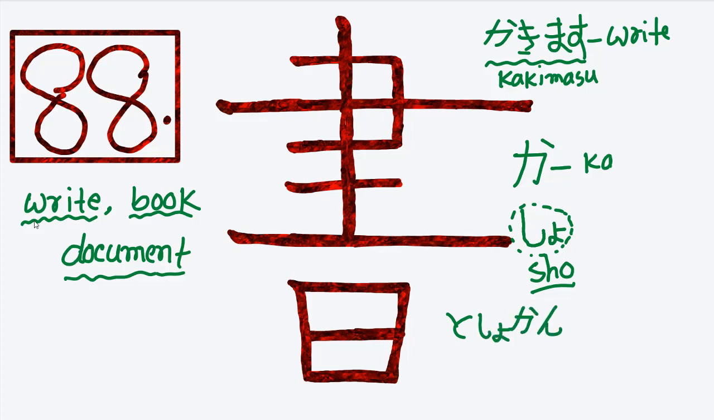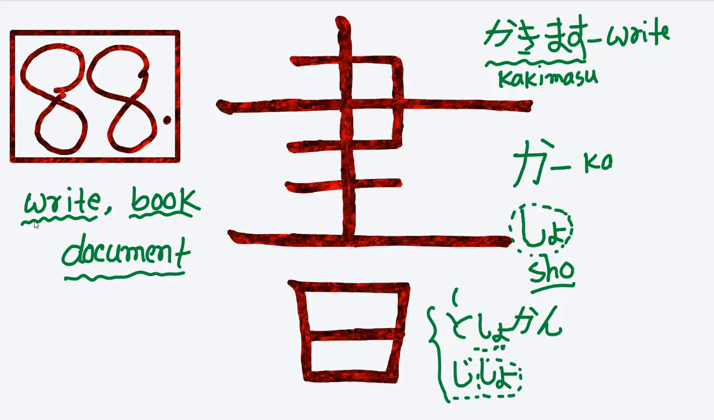So here is sho. Toshokan. Another sound is jisho. Here is sho, and over there is also sho. So there are two types of sho, usually at the level 4 and 5. Toshokan, jisho. Ka, sho. Kakimasu, ka.